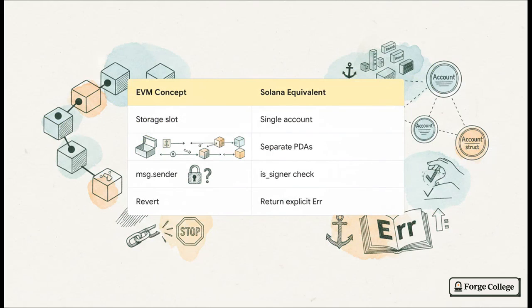To help with that, think of this table as your essential translation dictionary. Over on the EVM side, a contract storage slot? Well, on Solana, that translates into a single account storing a serialized struct. What about an EVM mapping? On Solana, those are separate program-derived addresses, or PDAs. Instead of checking a global msg.sender, we're going to write an explicit is-signer check. And instead of a revert, you'll return an explicit Err. Definitely keep this dictionary handy in your mind.